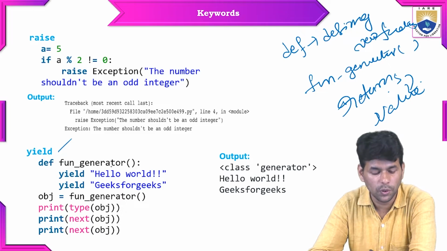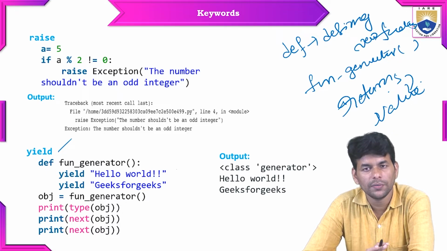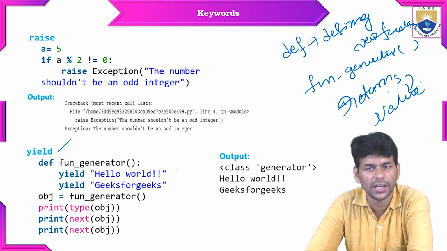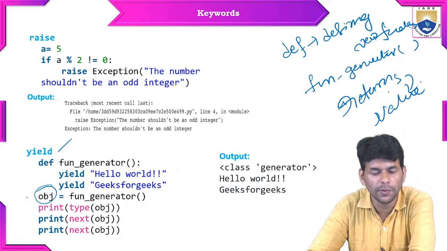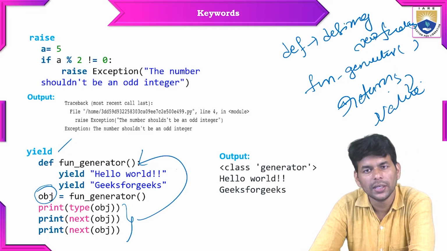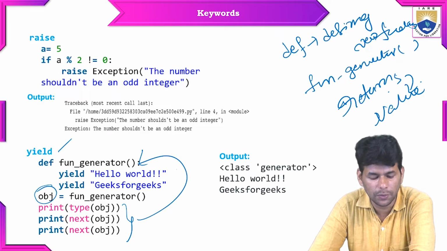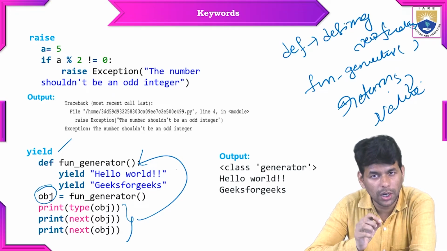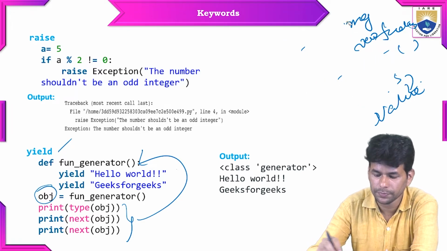One program I have written: yield hello world, yield geeks for geeks, and object equals fun_generator. So I have created one object for the function named fun_generator. With the help of this object, I will access my function. I will print type of object, print next of object, and print next of object again. By using this object only, we access this function and generate the output. Is that clear?